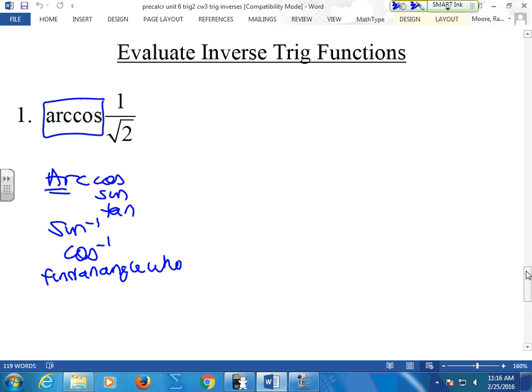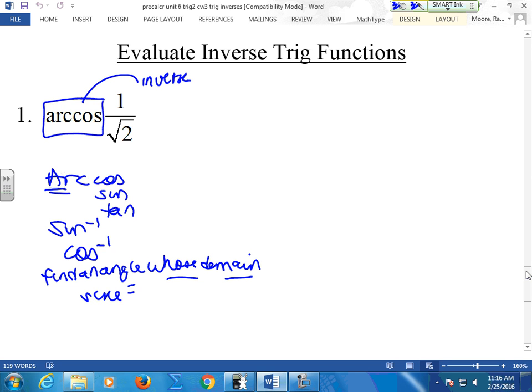whose restricted domain, you need the restricted domain, has the sine of whatever. Sine equal to, cosine equal to, whatever. But it has to be in the restricted inverse domain. So as soon as I see arc cosine, this tells me I got an inverse.